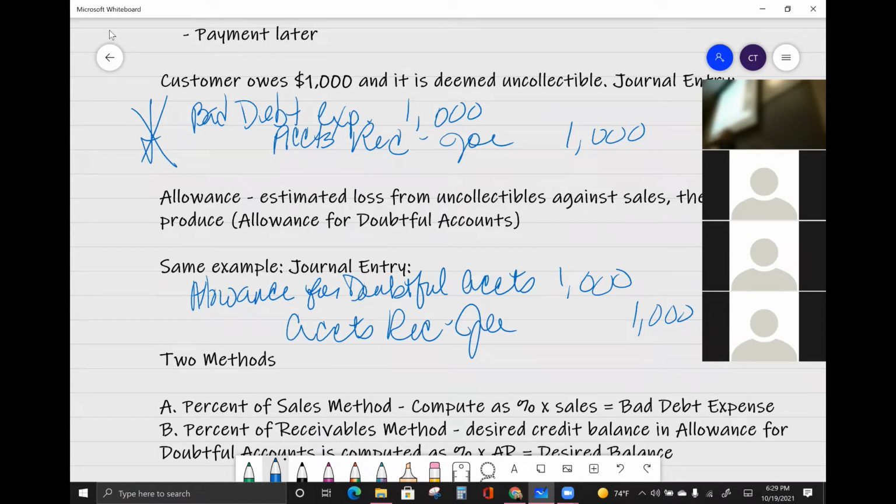Both methods, I've determined that someone is not going to pay me, and it's going to be a bad debt. If I use the direct write-off method, I'm writing off to bad debt expense. If I use the allowance method, I'm writing off to allowance for doubtful accounts. Okay, other side is both times it's the accounts receivable. So we have two different ways of doing it: direct write-off, and the second one is the allowance method.